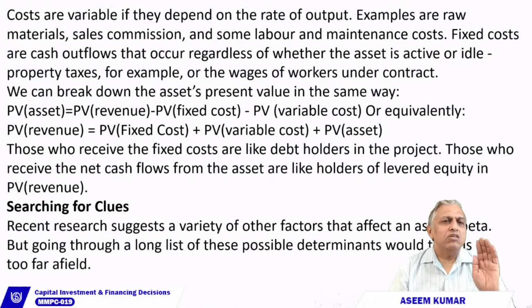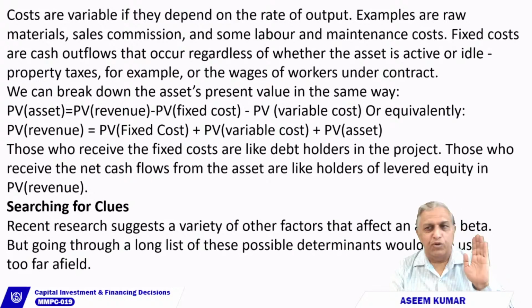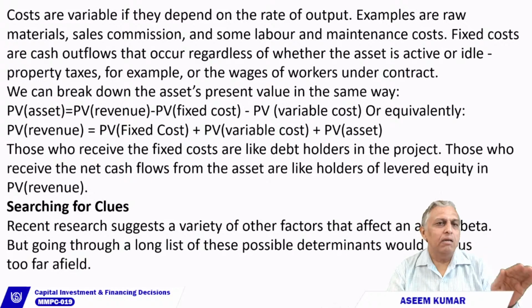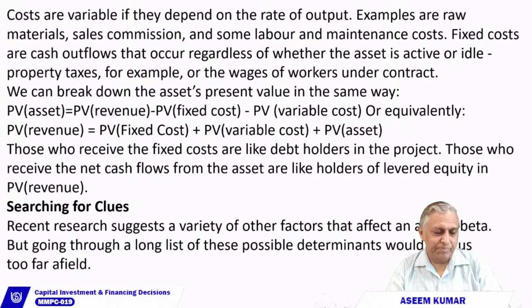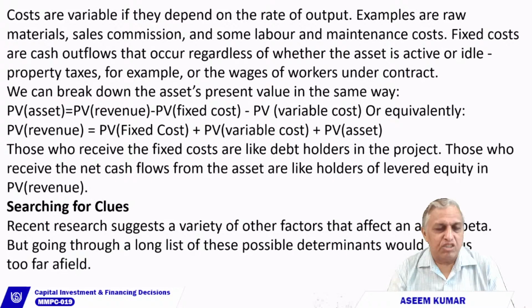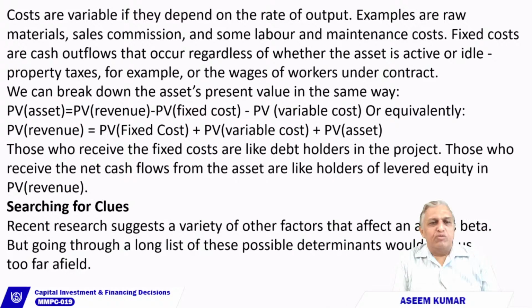Friends, costs are variable if they depend on the rate of output. Examples are raw material, sales commission, and some labor and maintenance cost. These vary with the rate of output, how much production you are planning. If the production is higher, definitely the variable cost would also be higher.